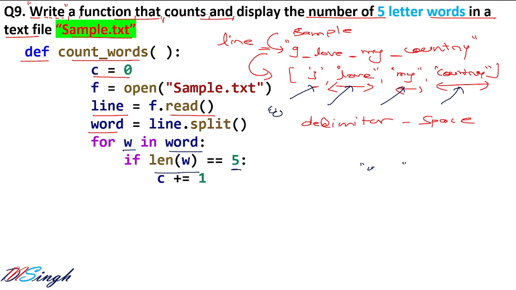Sequence is a string. Okay, so if there is a word called write inside the w, it is going to result in length of w. What will len of w be? 5, because number of characters in that string is how many? 5. So for all such words, what will happen? C value will be incremented. At the end we are going to print the count C, which says the number of 5 letter words in the sample.txt is this many. Okay, so that's the solution.